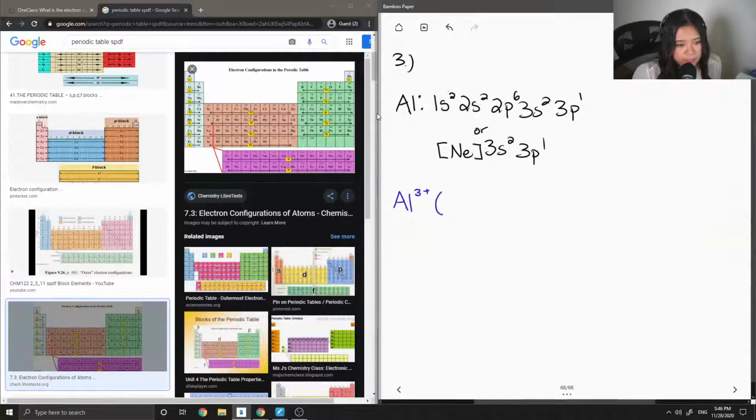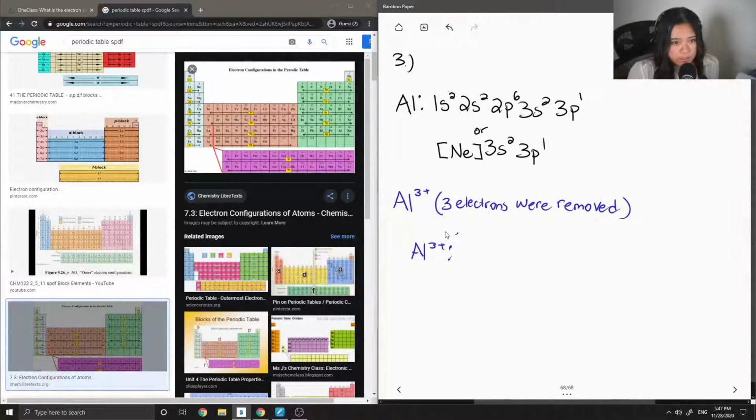So when you have 3+, since electrons are negatively charged, this means that 3 electrons were removed. So now, let's look at the electron configuration of just regular aluminum, and then we're going to take away 3 electrons. So basically the last two parts there. So now its new electron configuration is 1s2, 2s2, 2p6. Or it just has the same electron configuration as neon.